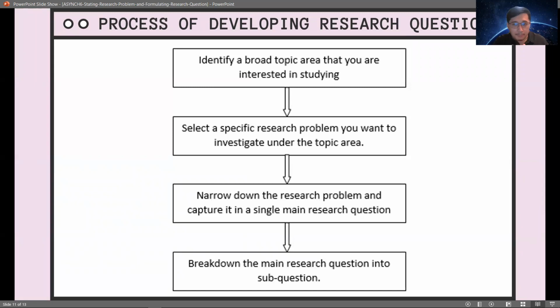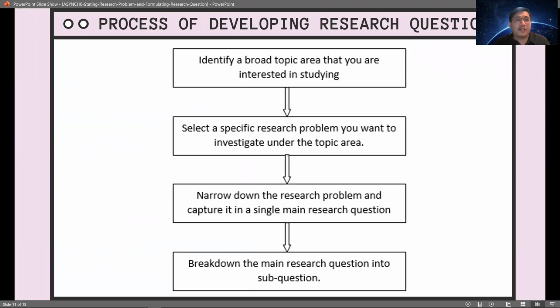So we have here a broad topic. Once you have that broad topic, you have to specify it further, up until you have reached a specific and complete problem where you can focus your study. Now, once you have your specified research problem, you can narrow it down. You can transcribe it in a single main research question to serve as your guide. And then once you have your main research question, you can further break it down into sub-questions.